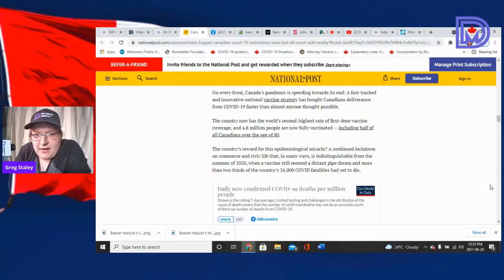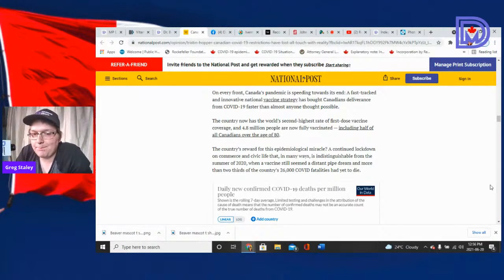On every front, Canada's pandemic is speeding toward its end. A fast-tracked, innovative national vaccine strategy has brought Canadians deliverance from COVID-19 faster than almost anyone thought possible. The country now has the world's second highest rate of first dose vaccine coverage, and 4.8 million people are now fully vaccinated, including half of all Canadians over the age of 80.